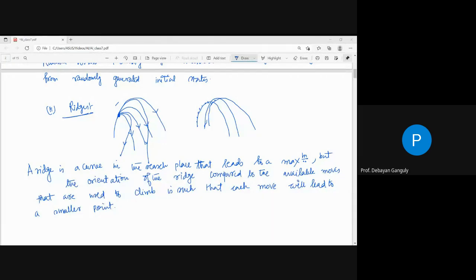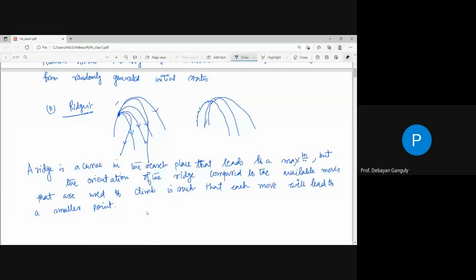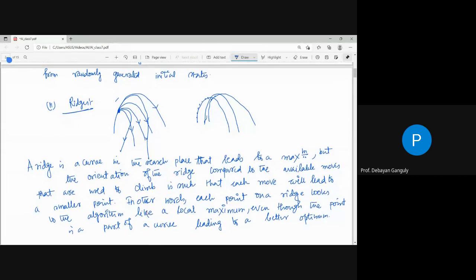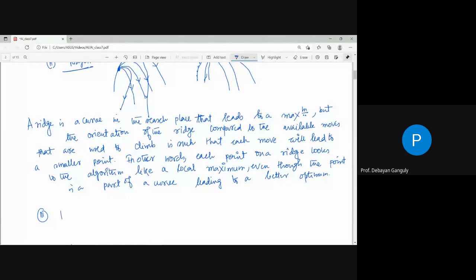In other words, each point on a ridge looks to the algorithm like a local maximum, even though the point is part of a curve leading to a better optimum. Now there is also another problem, the third problem, that is called plateau.